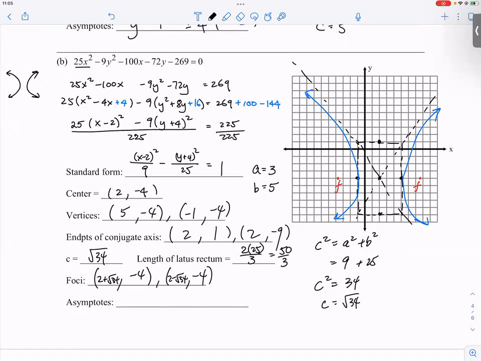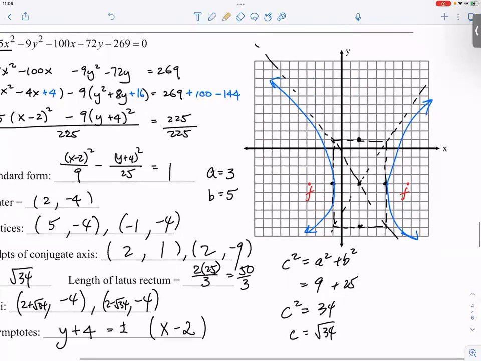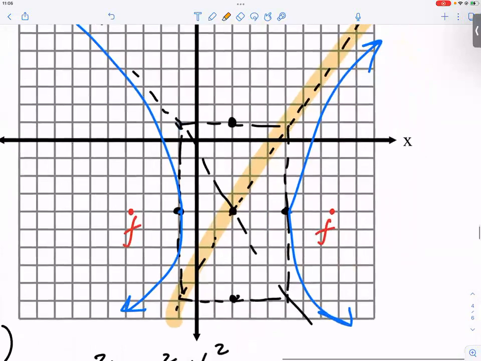The asymptotes would be y minus the y value of the center equals plus or minus the slope times (x minus 2). So now we look at the slope of the asymptote. Rise over run. So is it a over b or b over a? The rise is the b value. The run is the a value.